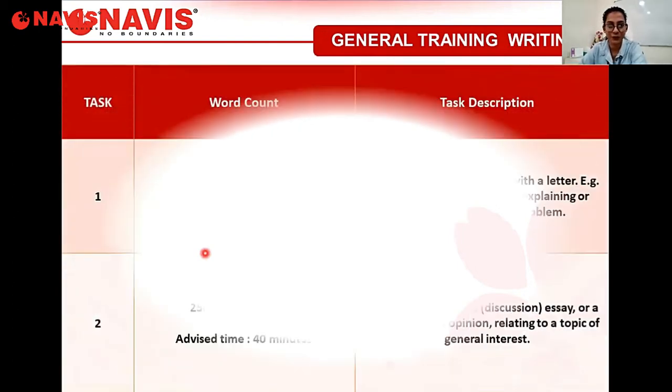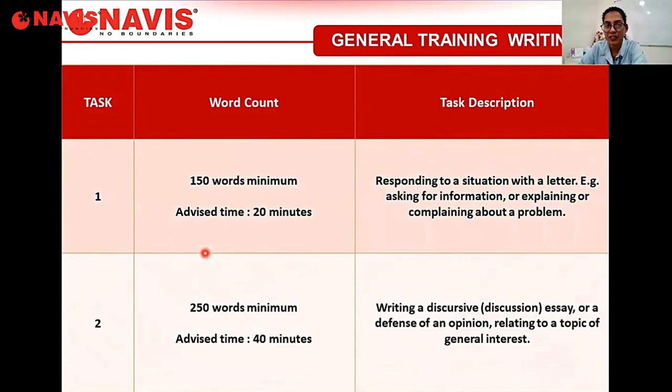Let's see a gist of the General Training writing module. We have 2 tasks. Task 1 has a word limit of 150 words and the advised time is 20 minutes. The task description here is writing a letter. It can be a semi-formal, informal, or formal letter.